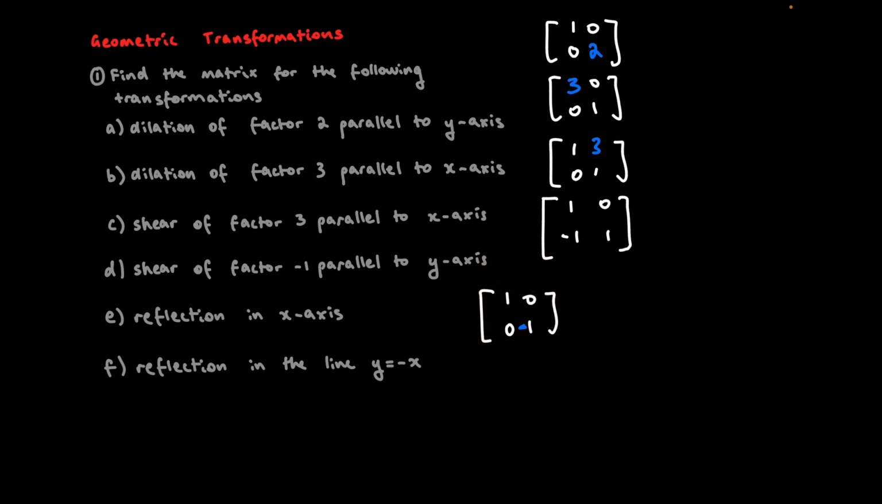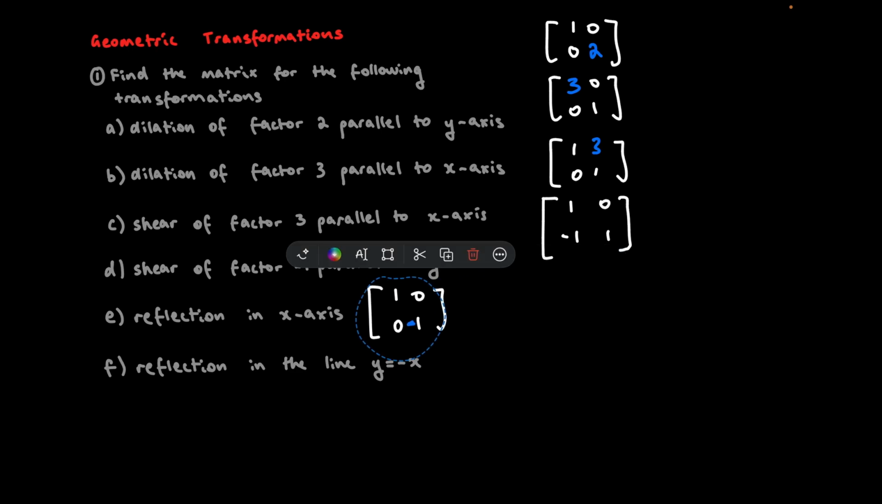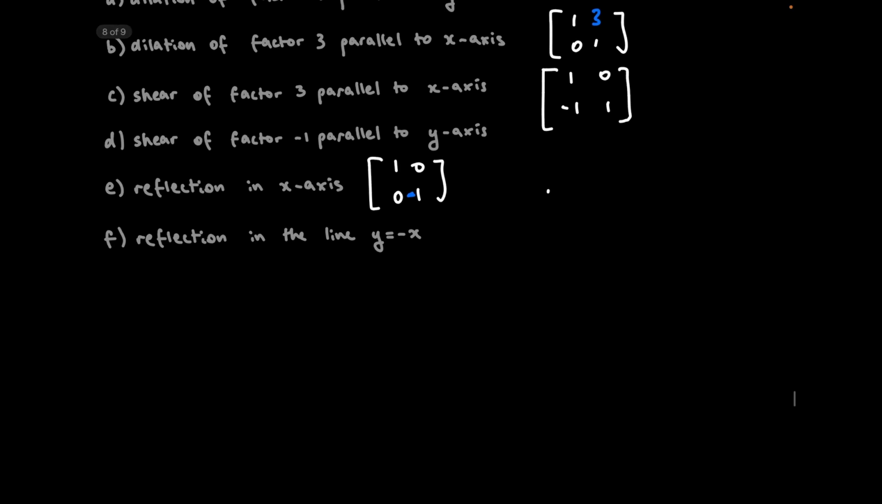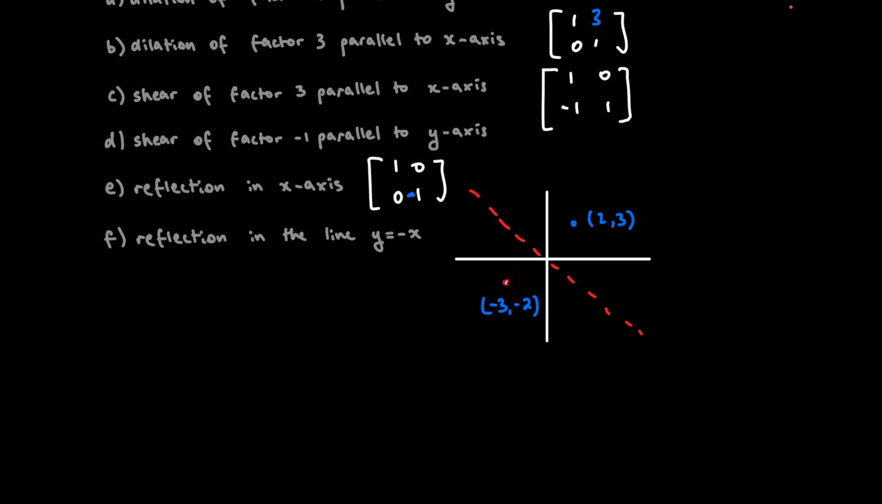And the last one is reflection in the line y equals -x. So again, let's draw a little Cartesian plane to visualize this. So if I have a plane like this, and I have the line y equals negative x like this, what we can say is if I have a point over here, let's say this point here is 2, 3, the reflection across this axis should give me the point -3, -2, like this. So this is the point that's reflected across the line y equals -x.